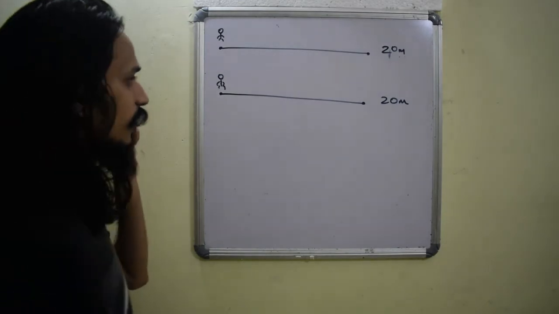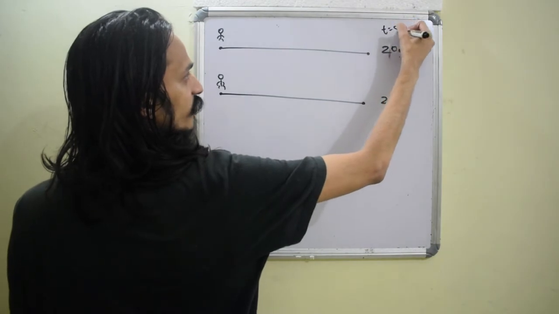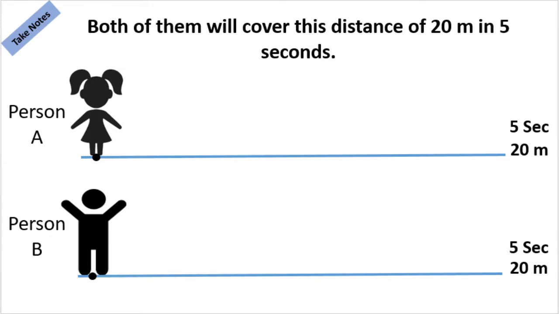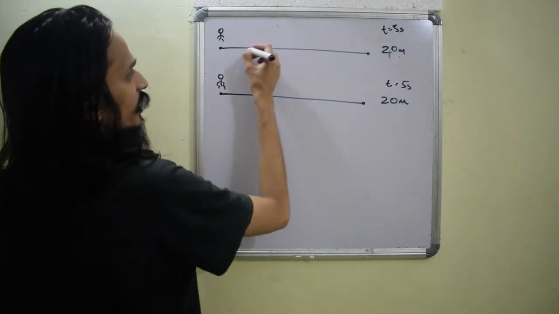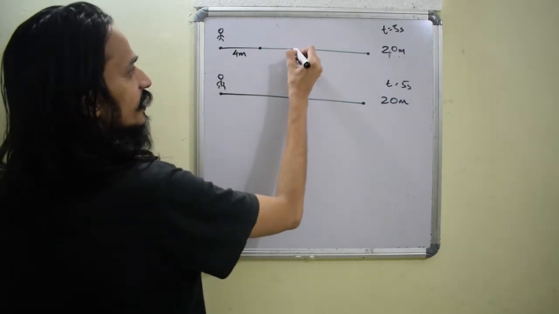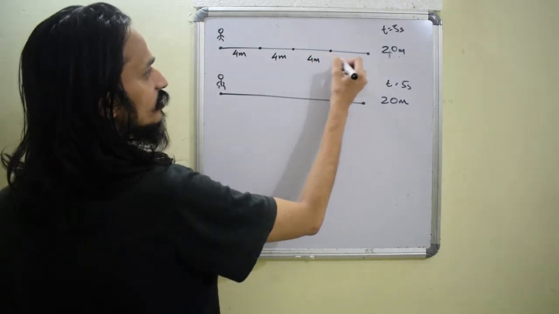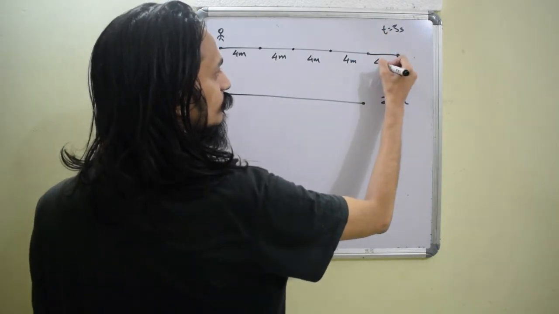Both of them are moving for 5 seconds only. I am saying total time has to be 5 seconds only. Now one person, in the first second, will go by 4 meters. In the second second he is again going to cover 4 meters, again 4 meters, again 4 meters, and to make it a total of 20 I'll have to extend it.